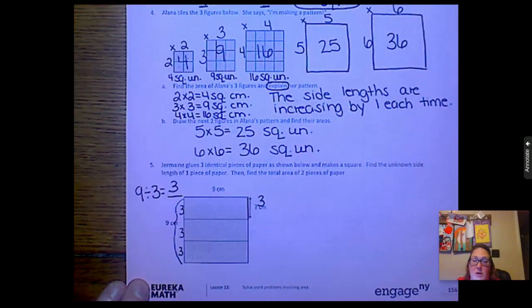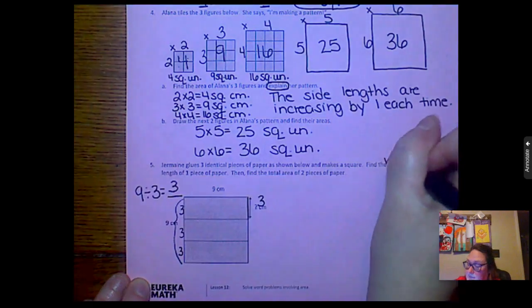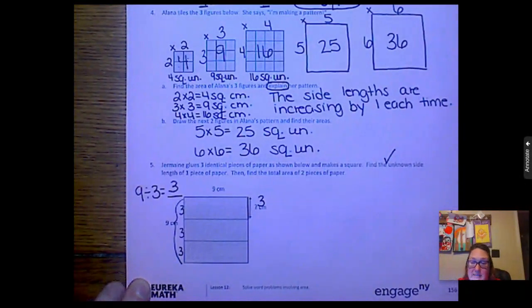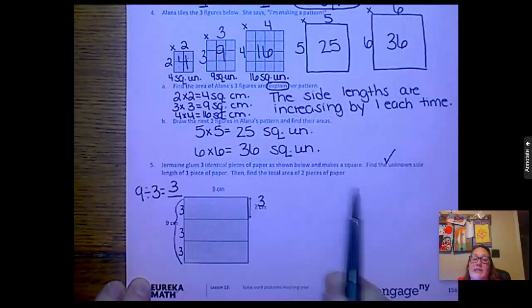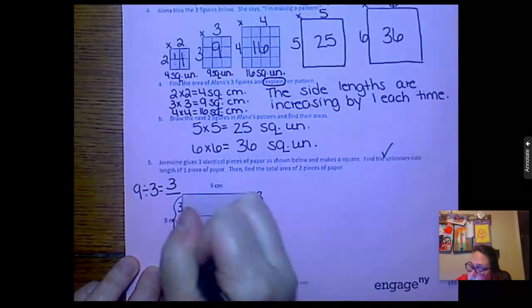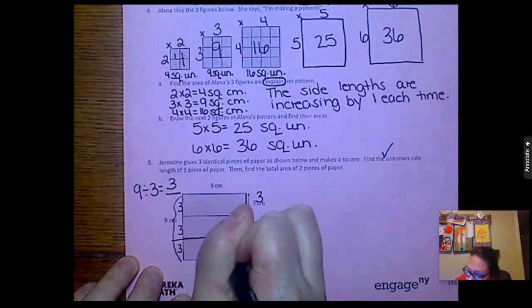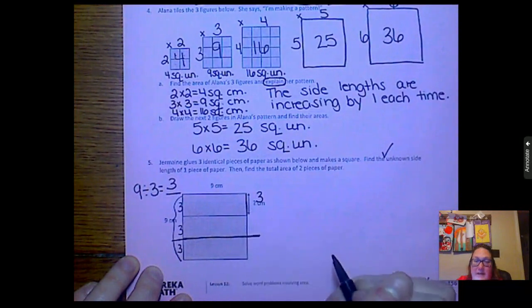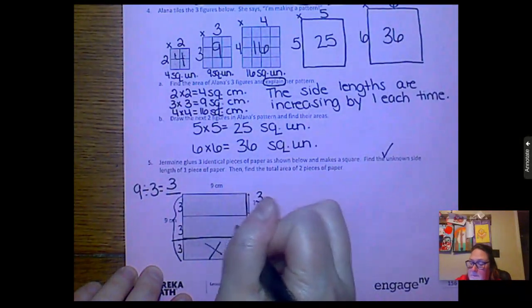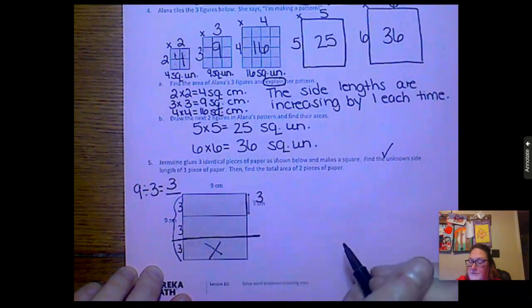All right, so find the unknown side length of one piece of paper. We did that. Are we done? No. So then find the total area of 2 pieces of paper. So I'm going to draw a line to kind of separate. I want to find the area of 2 pieces of paper, so I'm just going to kind of cross that one out because here's a piece of paper and here's a piece of paper.